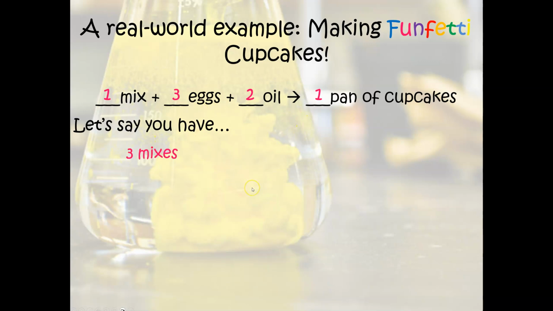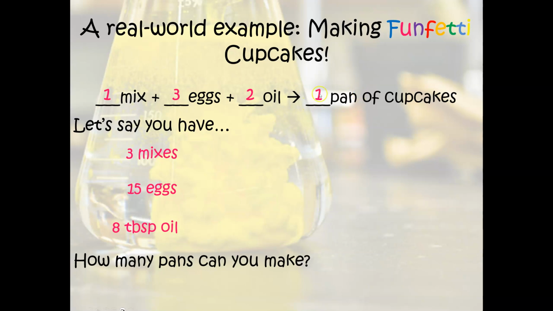So let's say you have 3 mixes, 15 eggs, and 8 tablespoons of oil. How many pans can you make? Based off of these ingredients, you need to figure out the amount of cupcakes that are going to be made from the ingredients that you have.